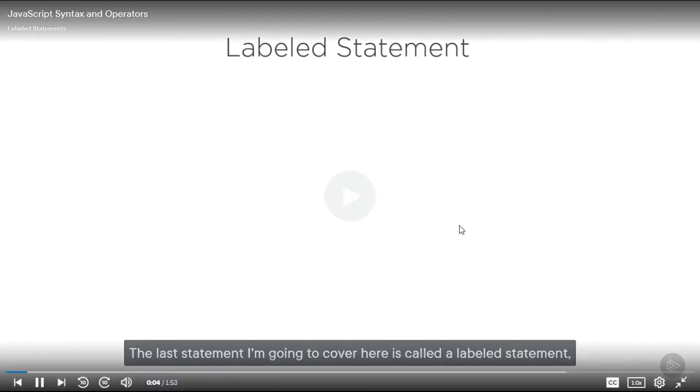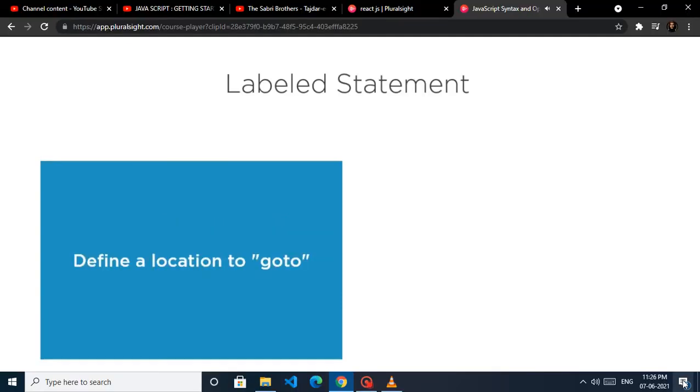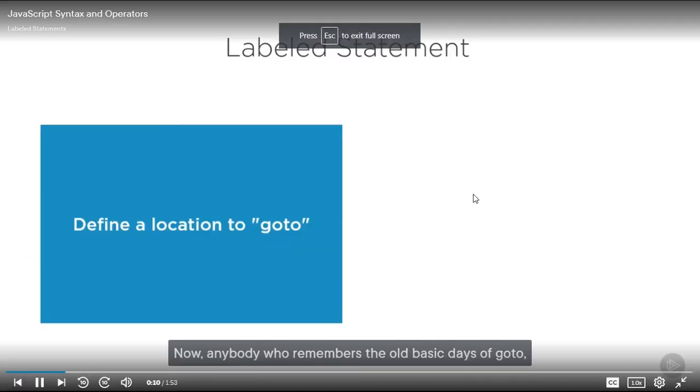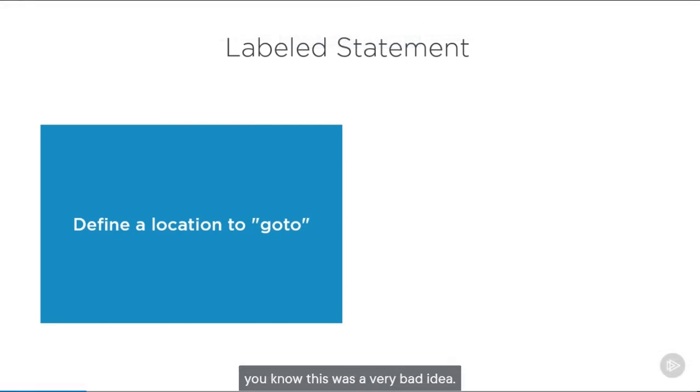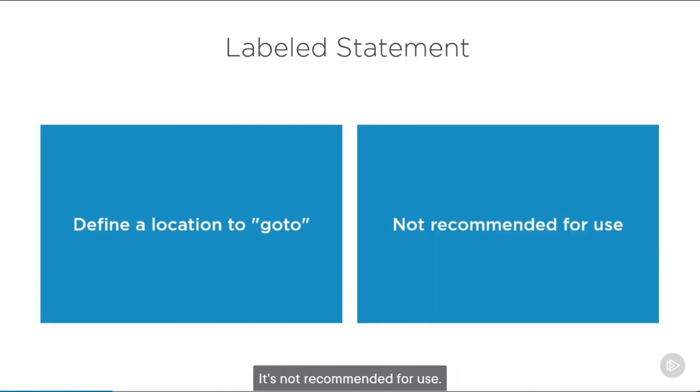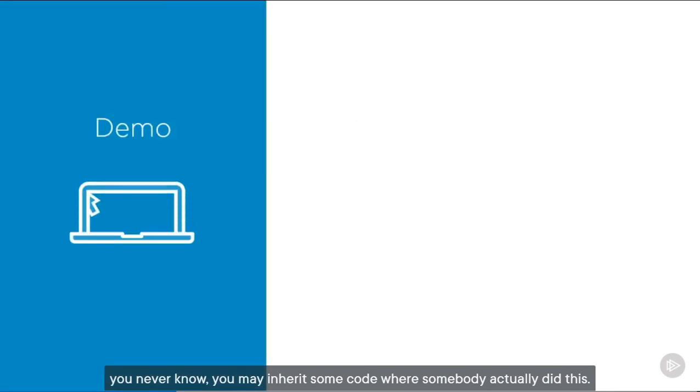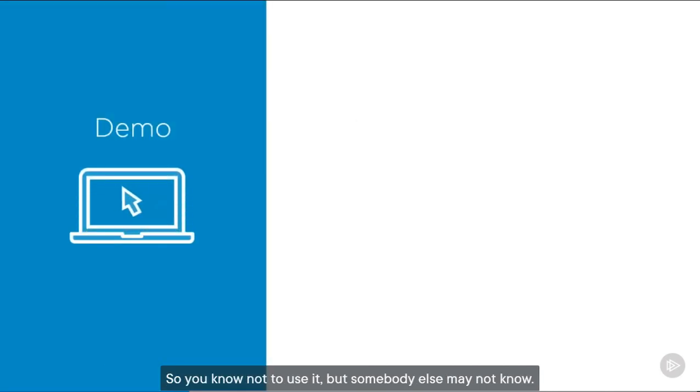The last statement I'm going to cover here is called a labeled statement. And what this does is define a location to go to. Now, anybody who remembers the old BASIC days of goto, you know this was a very bad idea. It's still a bad idea in JavaScript. It's not recommended for use, but I wanted to show it to you just for completeness, and because you never know, you may inherit some code where somebody actually did this. So you know not to use it, but somebody else may not know.